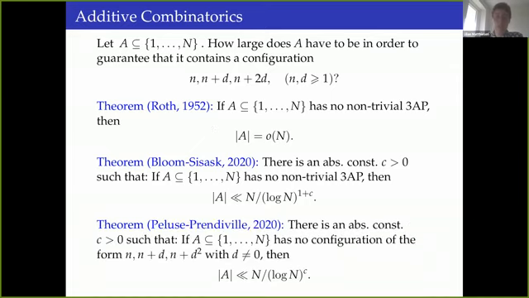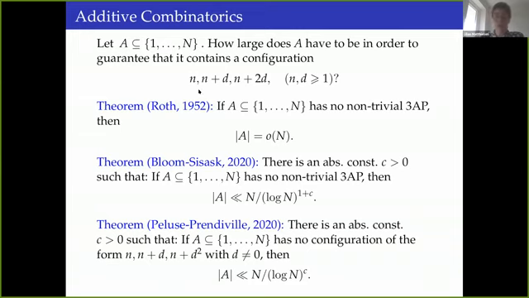Here's one of the latest results in the latter direction, where Peluse and Prendiville managed to prove that a subset of the integers up to n that does not contain a configuration of the shape n plus d squared, where d is non-zero, has size at most this quantity. So we also have explicit upper bounds, very good explicit upper bounds in this setting, but in this case, the results are not strong enough in order to apply to the set of primes.